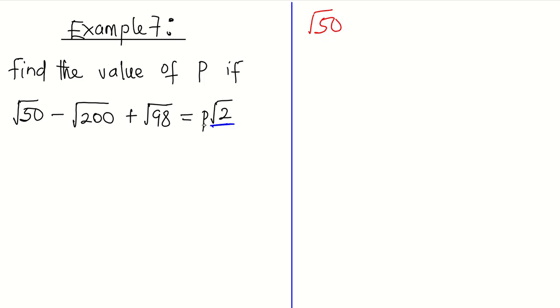So to make things easy and simple, we can consider this 2, which means we can divide 50 by 2. So considering square root of 50, we can divide this 50 by 2. Now when 50 is divided by 2, we are going to get 25. So this means that when 25 multiplies 2, then we are going to get back our 50.